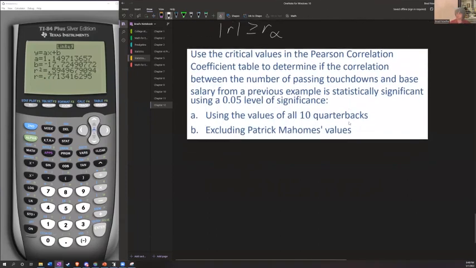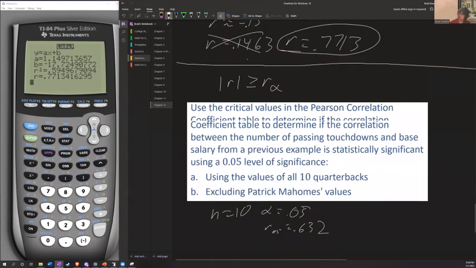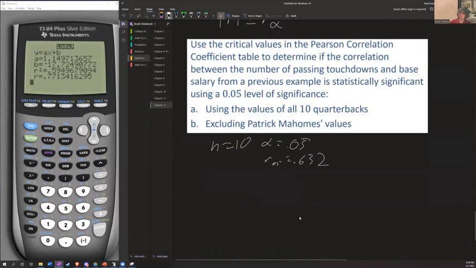Use the critical values in the Pearson correlation coefficient table to determine if the correlation between the number of passing touchdowns and base salary from the previous example is statistically significant using a 0.05 level of significance. Okay. And for this, I take a look in my table and I find for N equals 10 and alpha equals 0.05, my R sub 0.05 is going to be 0.632. Comparing that with my previous result, I would find that my first one is not statistically significant.